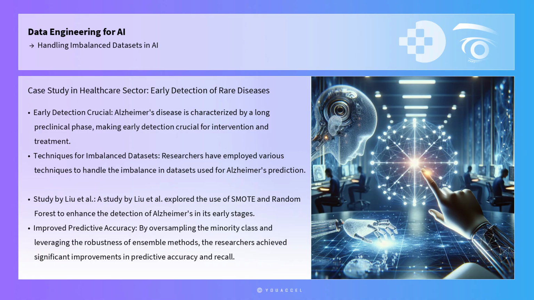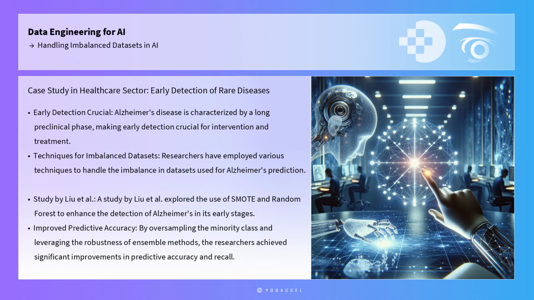Researchers have employed various techniques to handle the imbalance in datasets used for Alzheimer's prediction. For instance, a study by Liu et al. explored the use of SMOTE and random forest to enhance the detection of Alzheimer's in its early stages. By oversampling the minority class and leveraging the robustness of ensemble methods, the researchers achieved significant improvements in predictive accuracy and recall. This case study underscores the importance of employing multiple strategies in tandem to address the challenges posed by imbalanced datasets effectively.